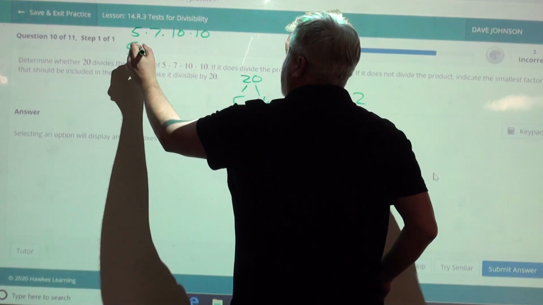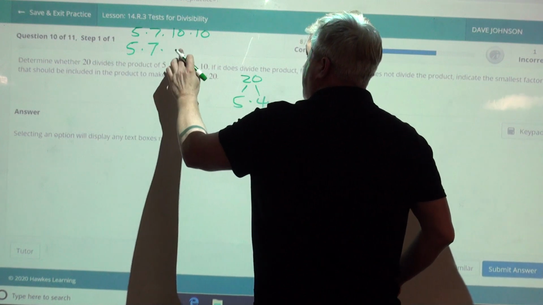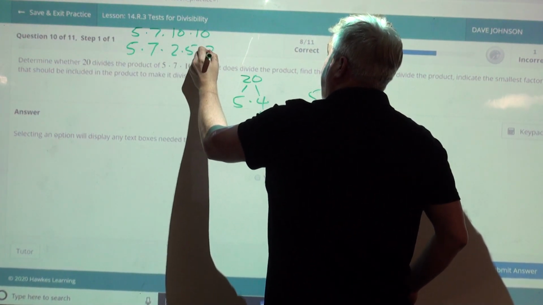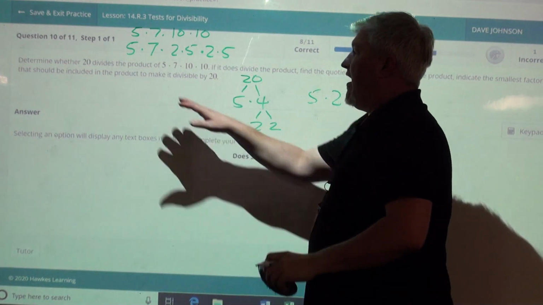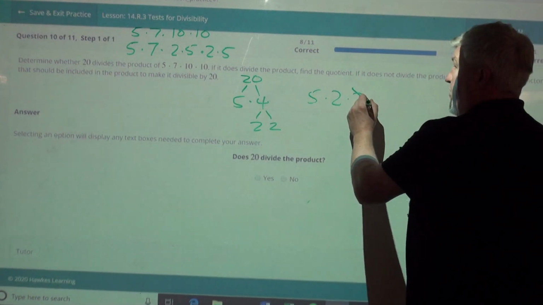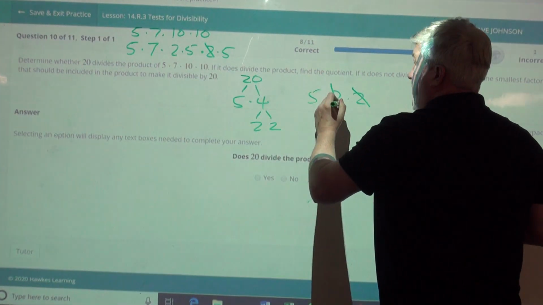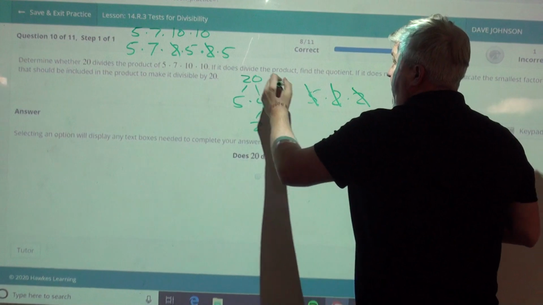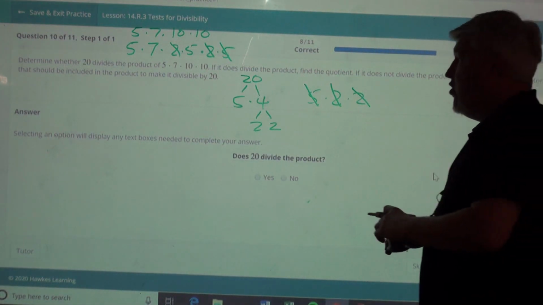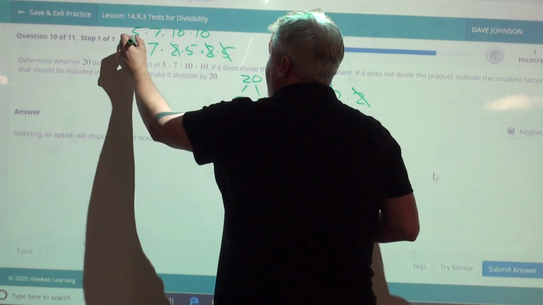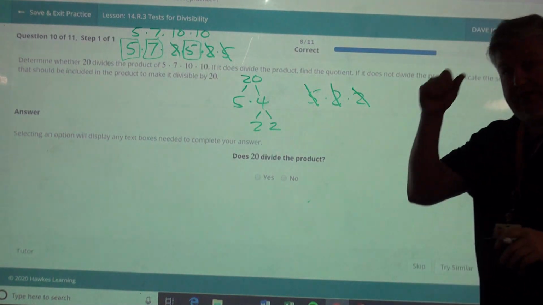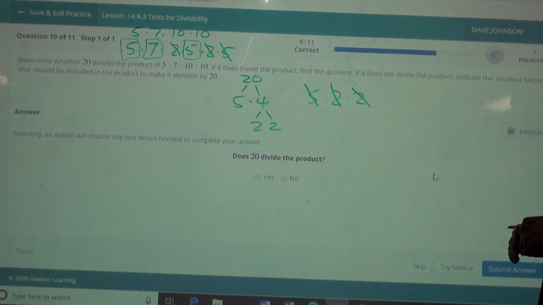5 is a prime, it doesn't change. 7 is a prime, it doesn't change. 10 is 2 times 5. Another 10 is 2 times 5. So I've got this all factored out to prime numbers. A 2 here, a 2 here, a 2 here, a 2 here, and a 5 here, and a 5 there. So 20 is divisible into this number. What's left over is 5 times 7 times 5. That's 25 times 7, which is 375.